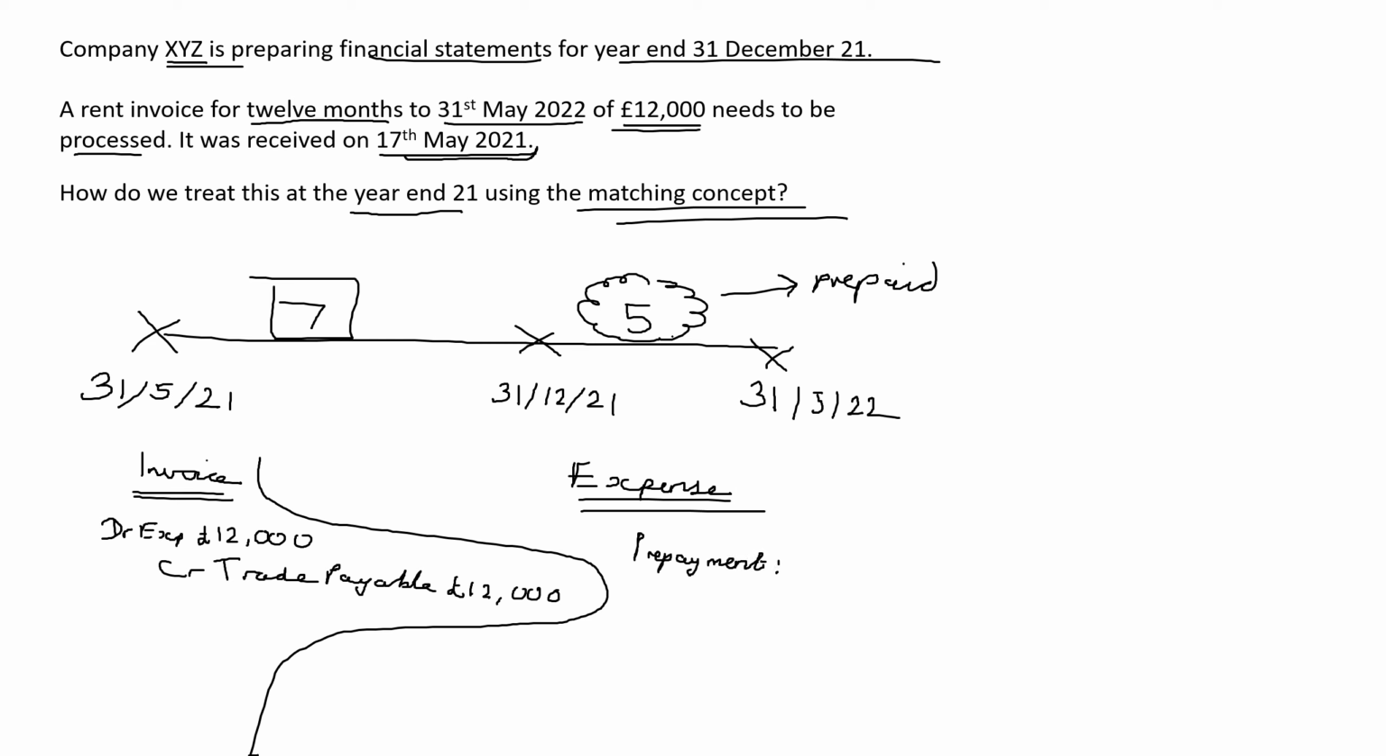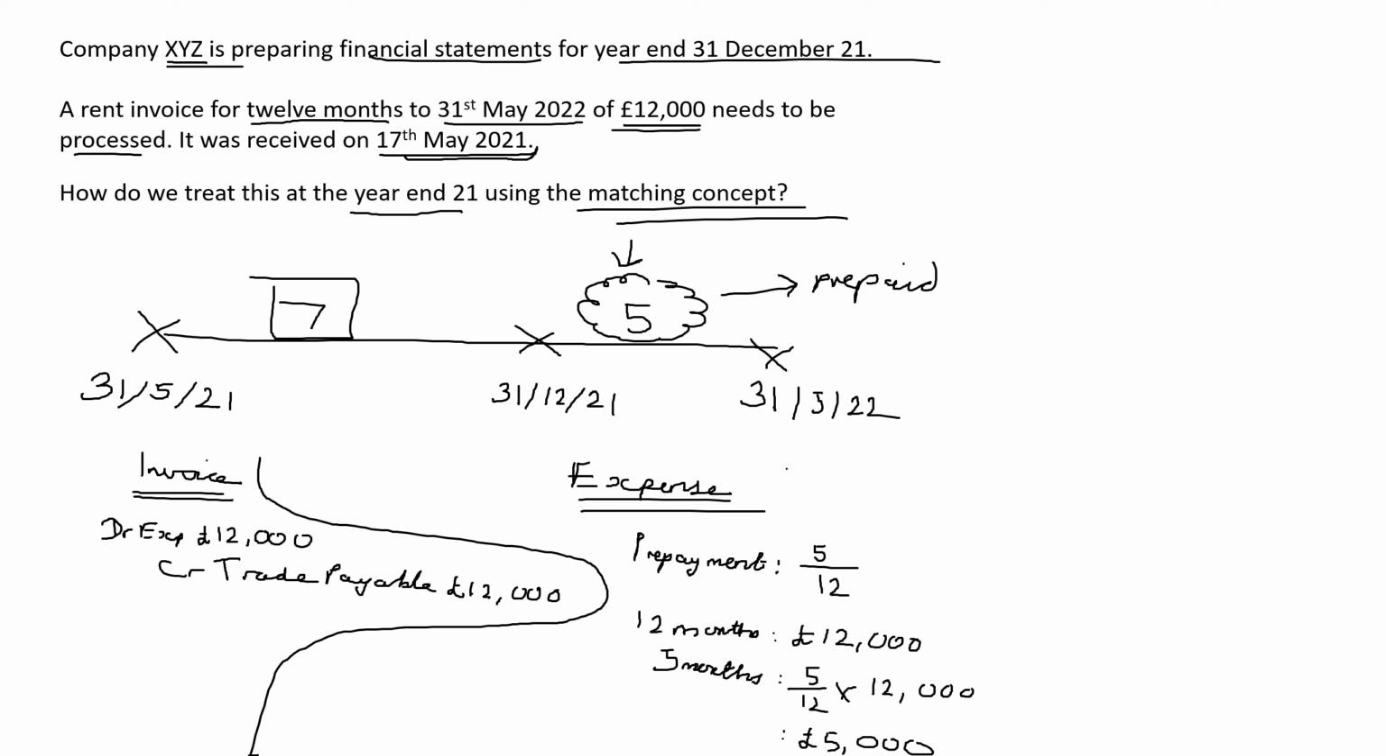Okay, so the portion of the amount that is prepaid is 5/12. So we know that 12 months corresponds to £12,000. What does 5 months correspond to? Well, it's easy. It corresponds to 5/12 multiplied by 12,000. And what does that give us? £5,000.